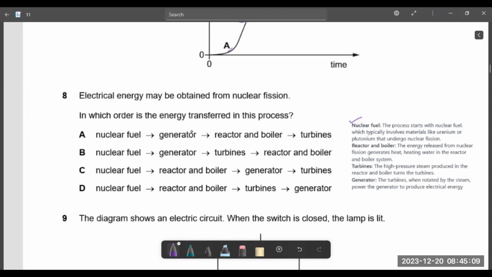Then it is transferred to the reactor or boiler, and then it will be transferred to the turbines. The high pressure steam produced in the reactor or boiler turns the turbines. It will help the turbines to rotate, and when the turbines are rotated by steam power, it is given to the generator. The generator will be producing electrical energy. The right choice is D.